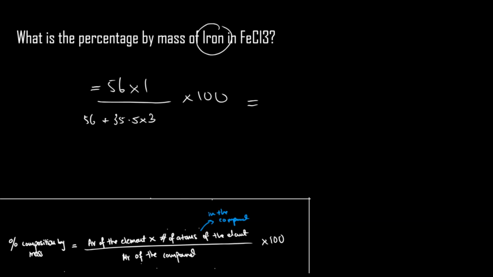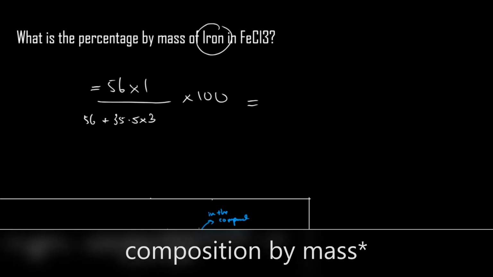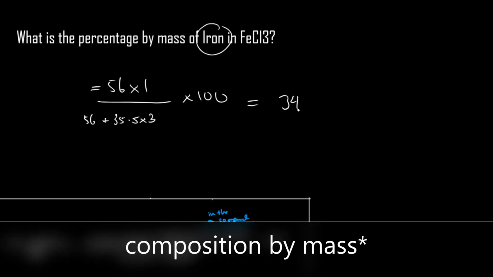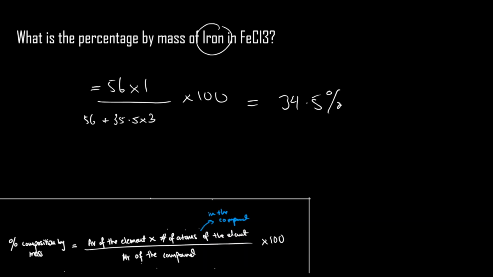Many people skip this part and they end up with the composition by mass, not the percentage by mass. So the answer turns out to be 34.5%, and that is the percentage composition by mass of iron in FeCl3. Let's solve another question.